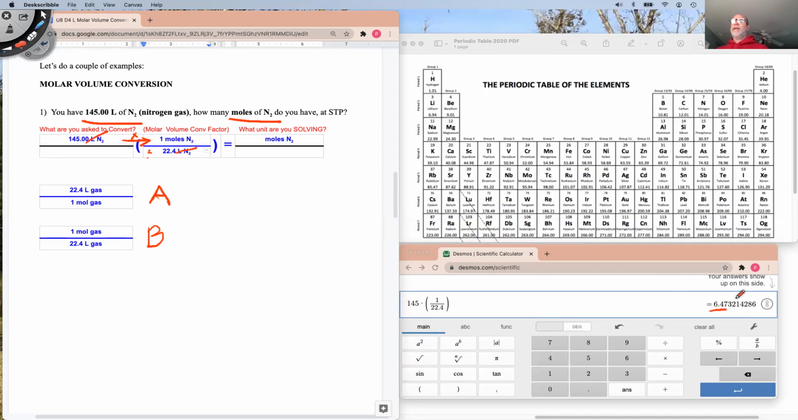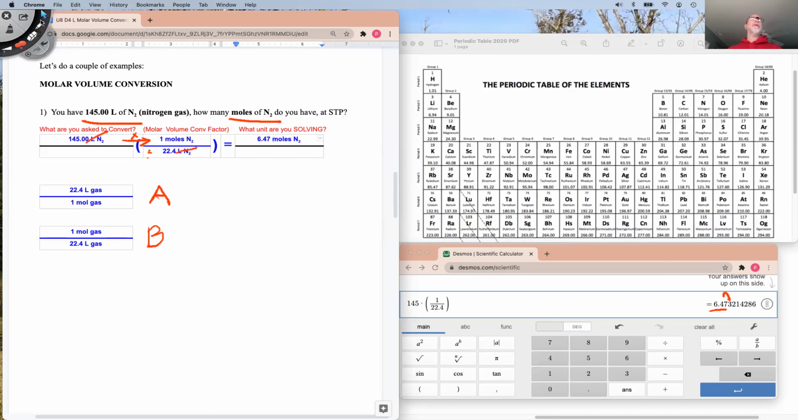Then we're going to look and see if this 3 rounds that 7. Does the 3 round the 7? No, it does not, which means our answer is just going to be 6.47 moles. Does that number make sense?